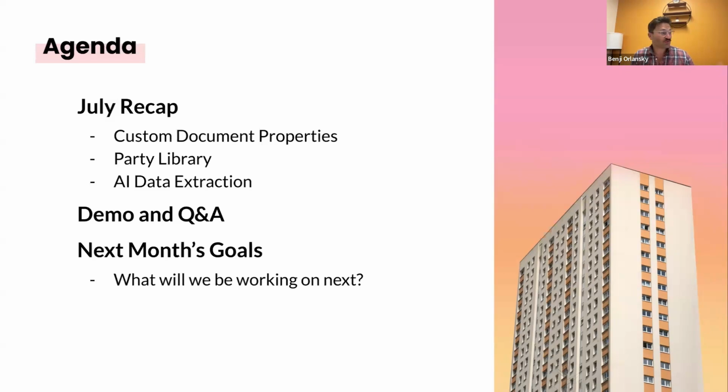But yeah, today we'll be going through a recap of July. Our main hits are going to be on custom document properties, party library for third parties and vendors and suppliers, and AI data extraction. Candidly, some of this you may have seen on other webinars focused specifically on these features, so it's maybe a refresher for some of you, but hopefully it's good new info for the rest. We'll also do a quick demo of these features, plenty of time for Q&A, and then we'll be going over next month and what we're working on.